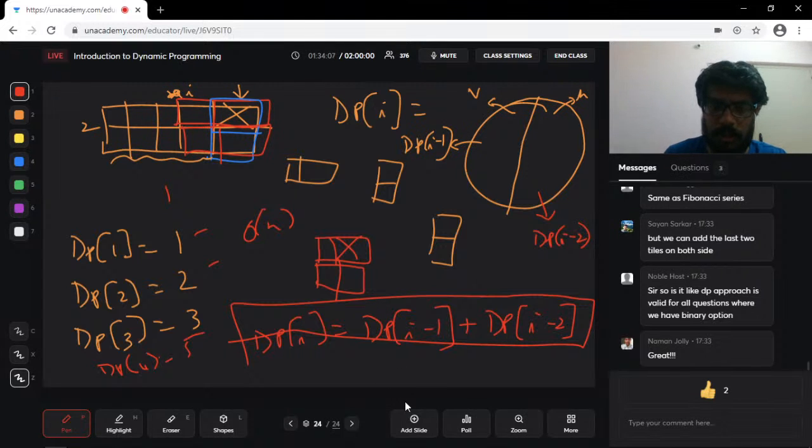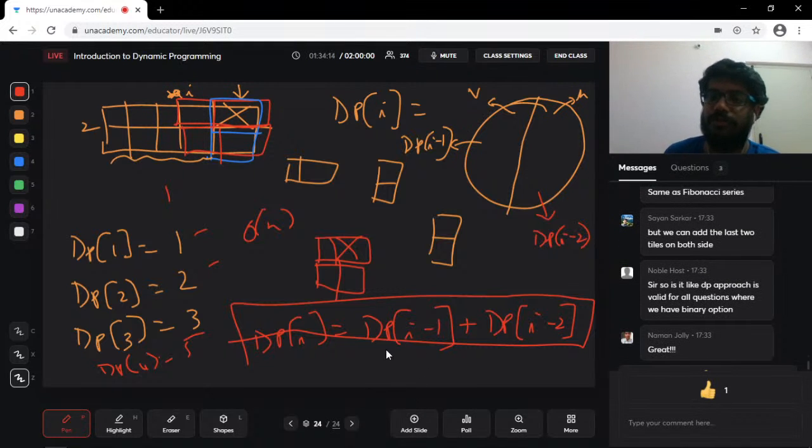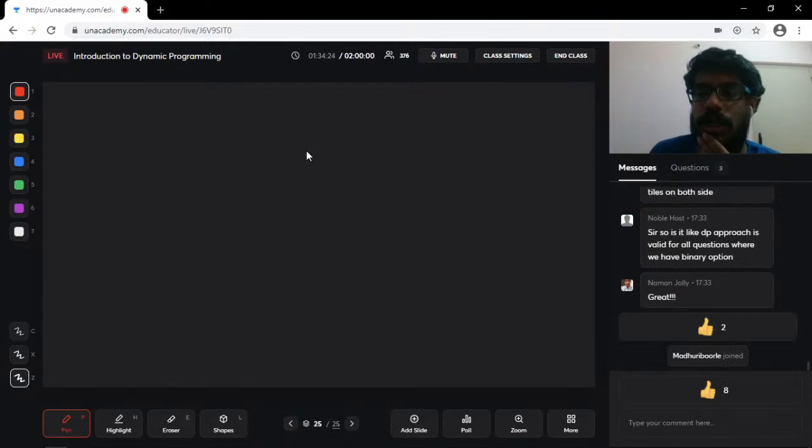Great. Cool. So this is kind of the simplest tiling problem. There are lots of variants after this, which we'll not go into. I'll try to do different problems now. So cool, let's move on to a slightly harder problem.